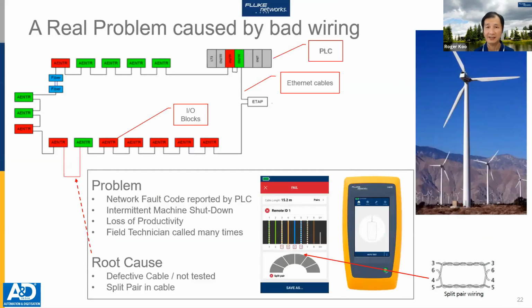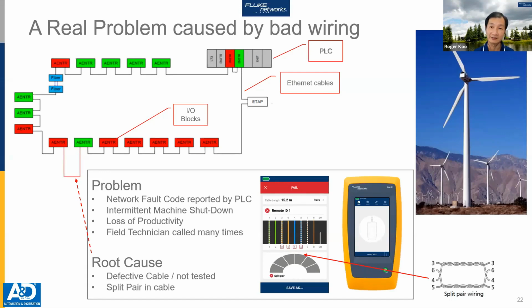Here's another case study shared by another customer. It is a wind farm located at the edge of the California desert. Now, the network fault code was continuously reported by the PLC over a period of time, and sometimes intermittently. So the machine reacted by shutting down and causing loss of productivity. Field technicians were called many times.